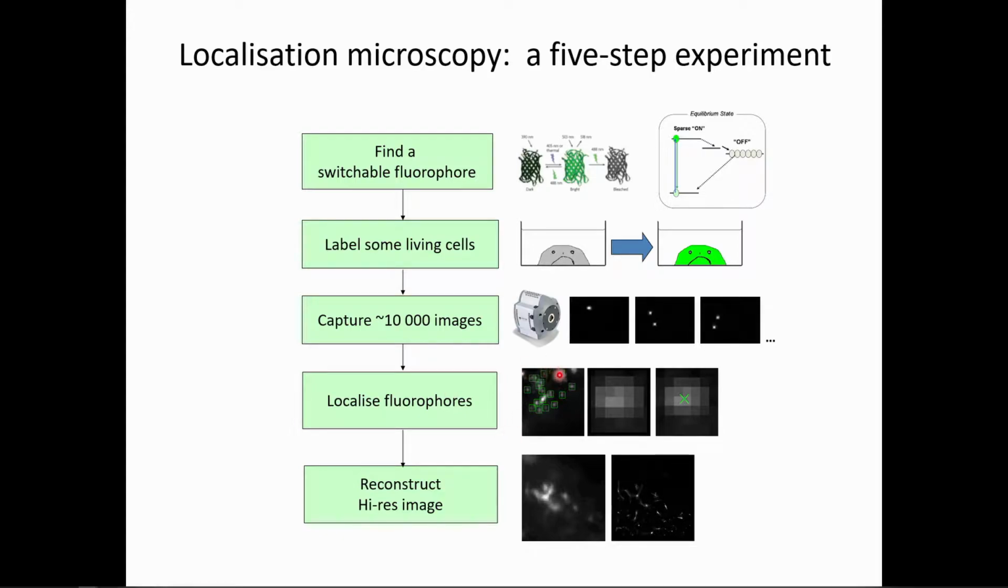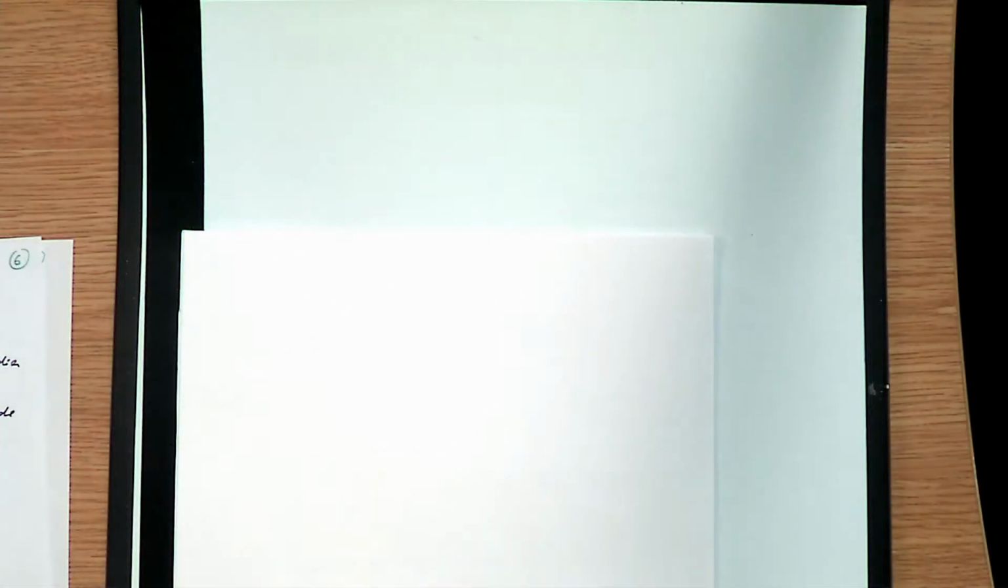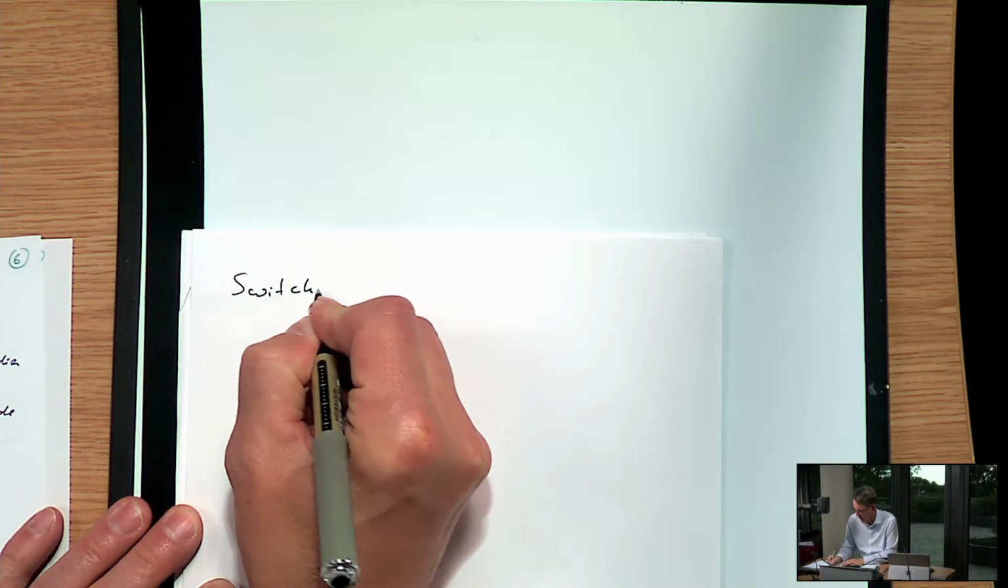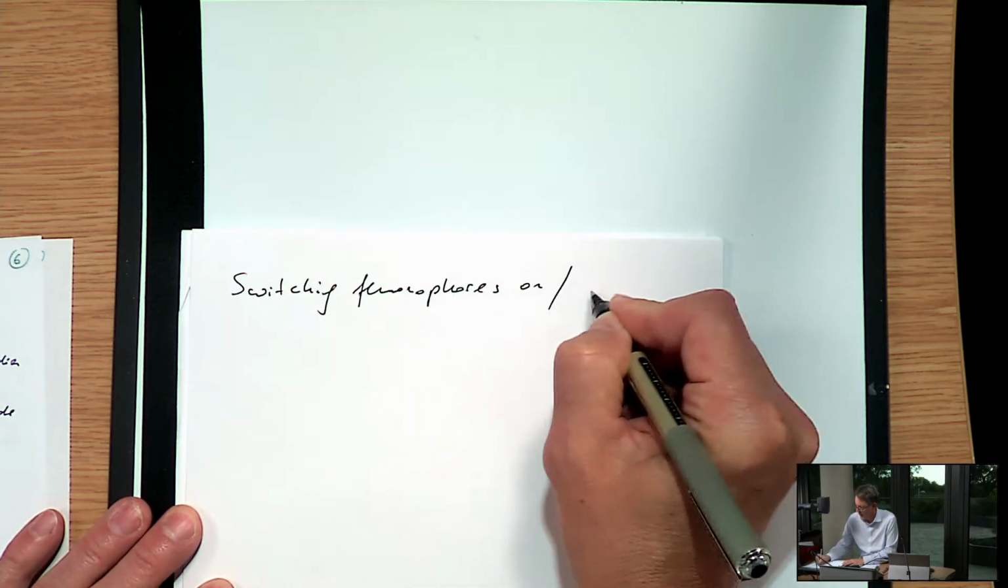So there's a step that involves the sample preparation, the actual measurement, and then there's an image processing task too. So the question is, how do I switch molecules off? To show you how that works, at least in principle, I revert back to my paper previewer. And so here is switching fluorophores on and off.